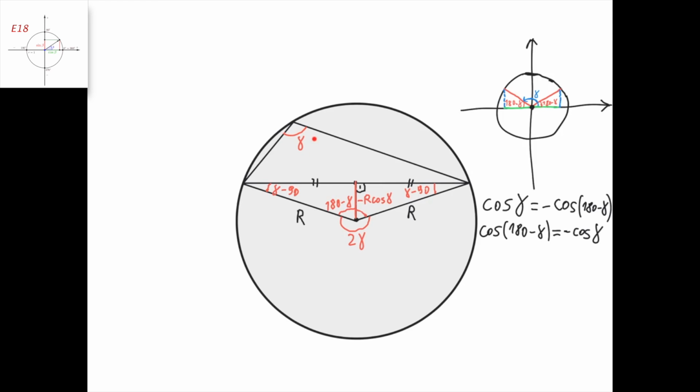Well, this angle gamma is obtuse, and obtuse angles have negative cosines. So the negative sign from the cosine of gamma would cancel out with the negative sign here, and would give a positive sign for the length of this segment.